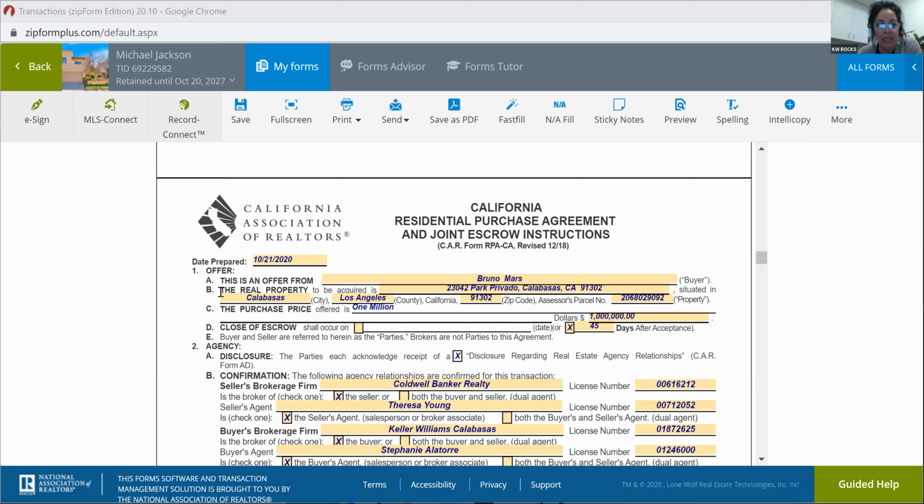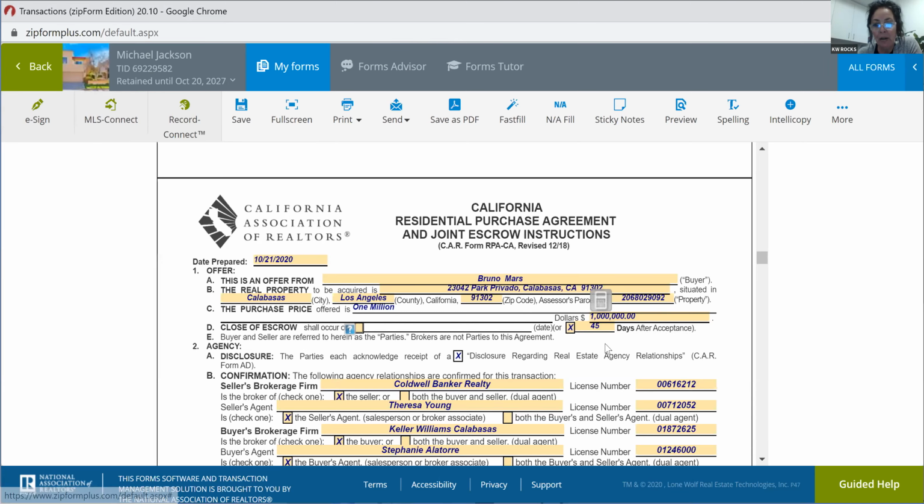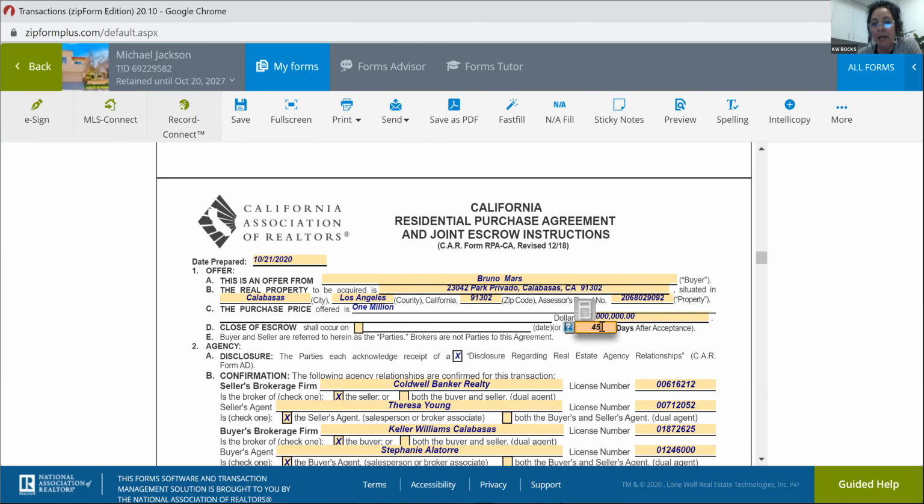Awesome. So then we put the APN in, the purchase price, whatever that happens to be, right? So for this one, we're offering 1 million. You just type it in here, then it auto populates, right? It does all the spelling and everything for you. And that's 10 million, take out a 0, right? And then we put the close of escrow. Typically, we put in a number, right? Let's say 30 days or 45 days.